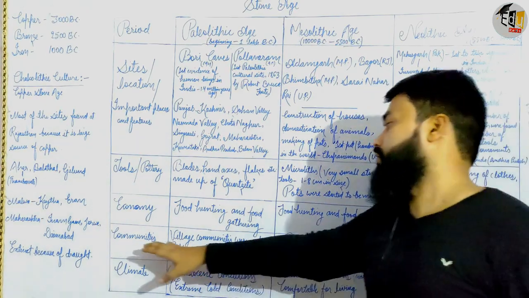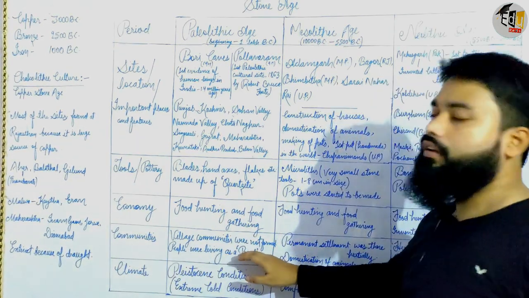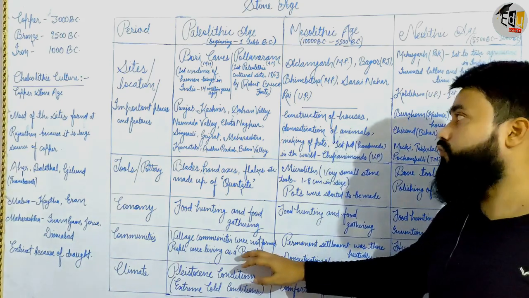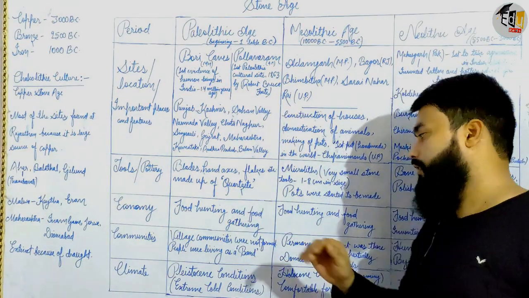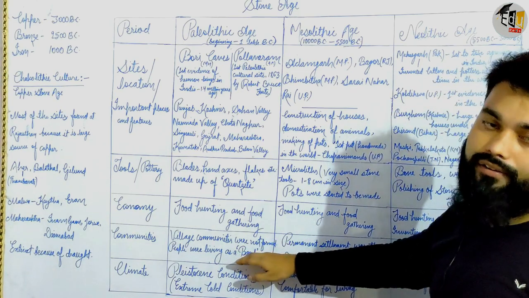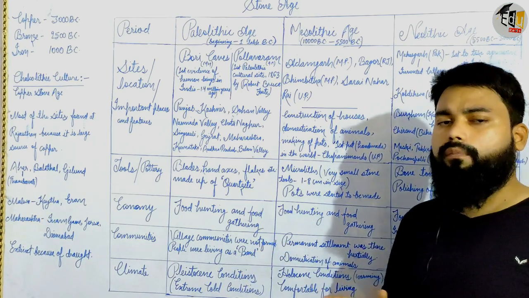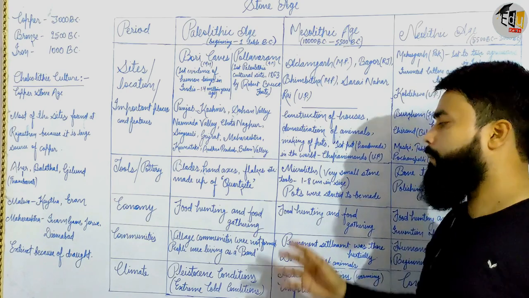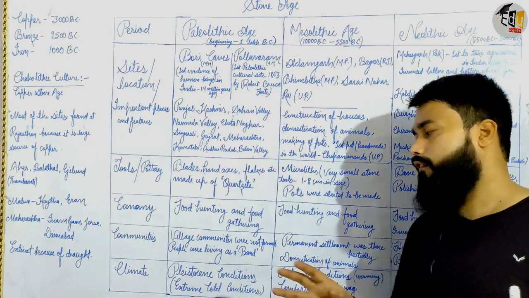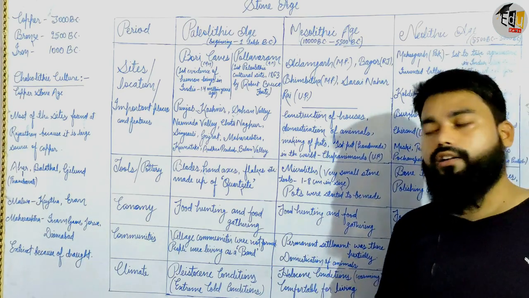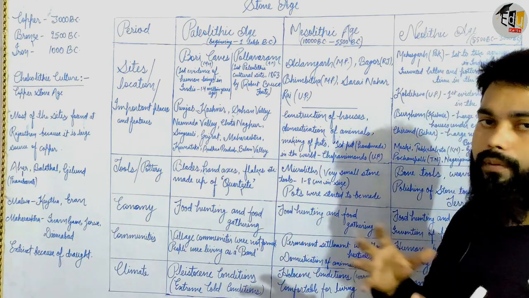And the communities, the village communities, were not formed in the Paleolithic age. People were not living in the villages. They were living in what? They were living in a band. Band is a small group of people where people used to live together. But it was not formed a village. There were no towns at all. There were no cities at all. It was just a small band where people used to live.